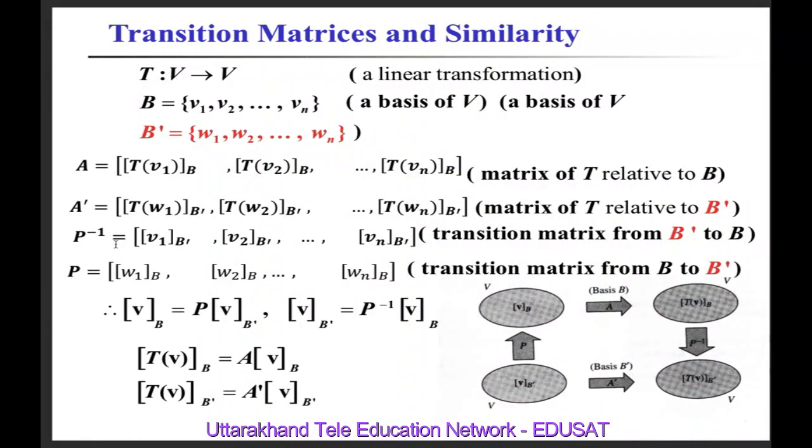Now P inverse, which we call the transition matrix of B' to B, is equal to [v1]_B', [v2]_B', ..., [vn]_B'. This is called the transition matrix of B' to B. And P, equal to [w1]_B, [w2]_B, ..., [wn]_B, is called the transition matrix of B to B'. [v]_B = P [v]_B', and [v]_B' = P inverse [v]_B. So [T(v)]_B is equal to A [v]_B, and [T(v)]_B' is equal to A' [v]_B'.